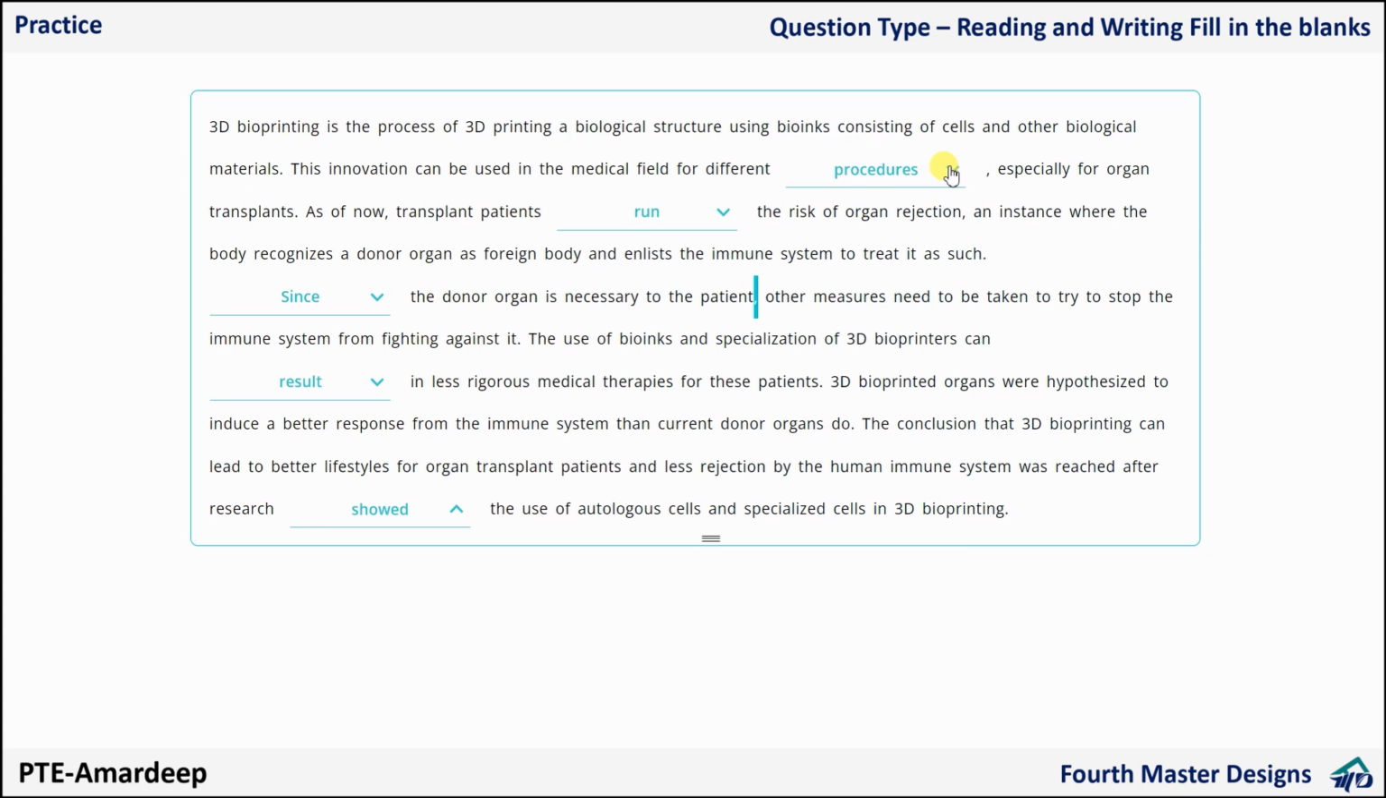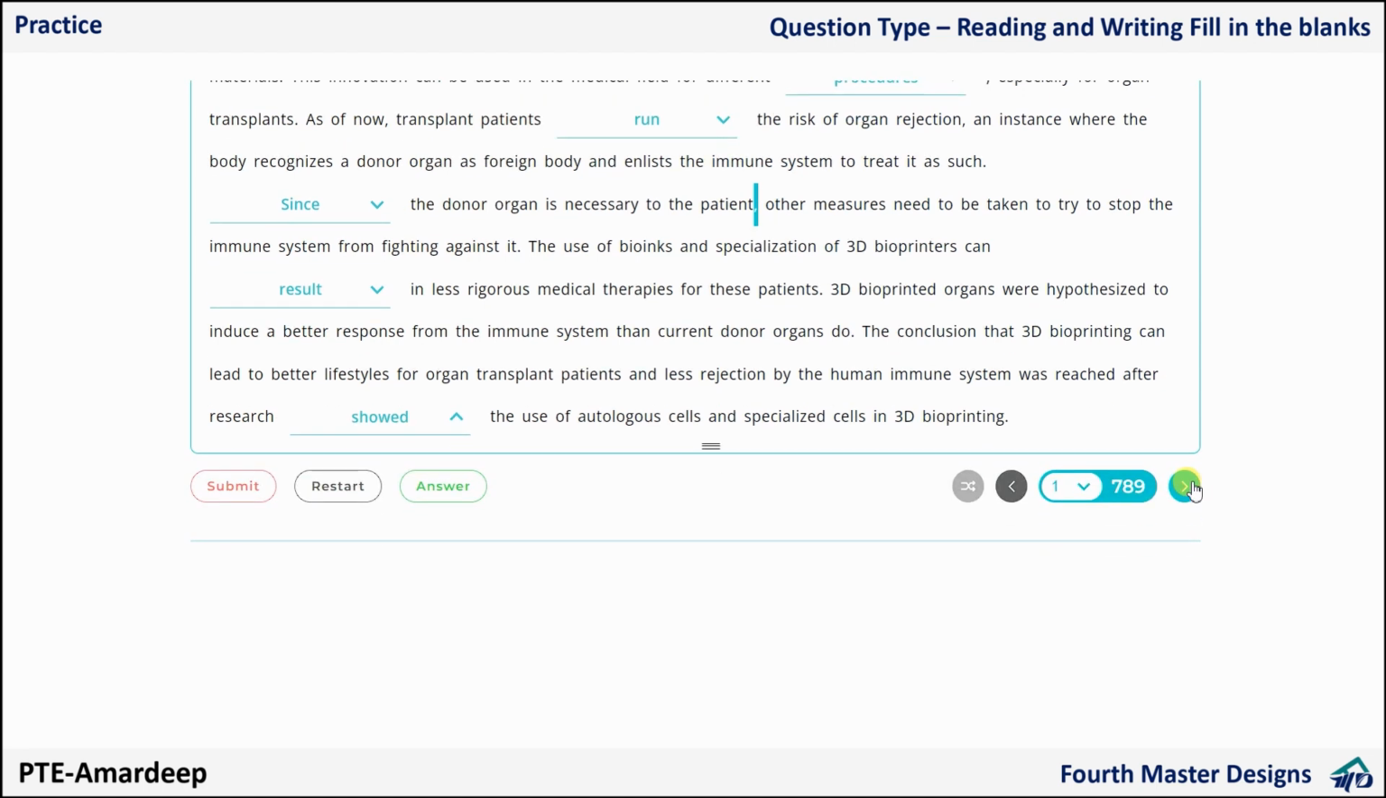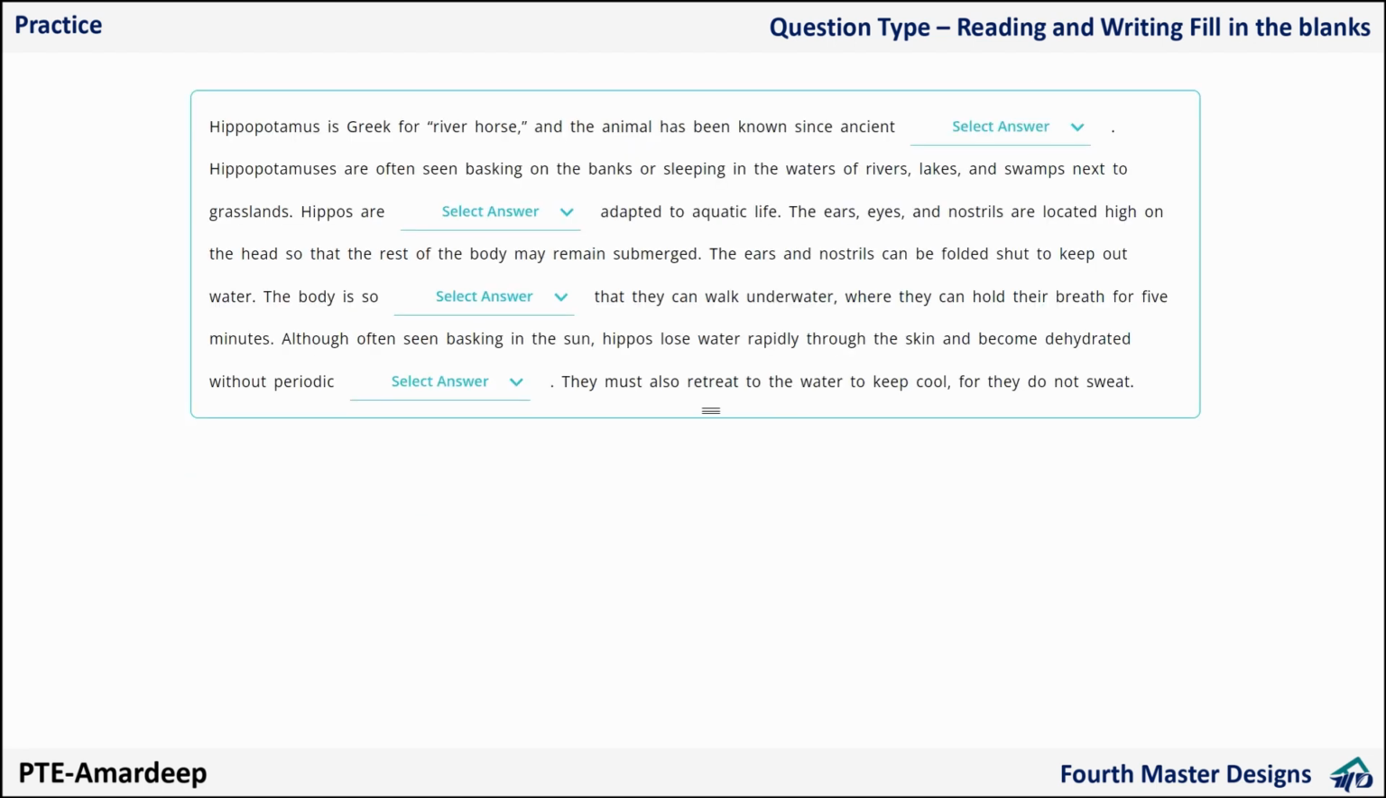Okay, this one is based on the sense, this one like present simple, this one sentence structure, this one again based on tense, this one again based on tense. Okay, let's jump on to the next one. Hippopotamus is Greek for river horse, and the animal has been known since ancient dash. Very simple one. If you read a newspaper article, you know, ancient word times, not generation, not anything else.